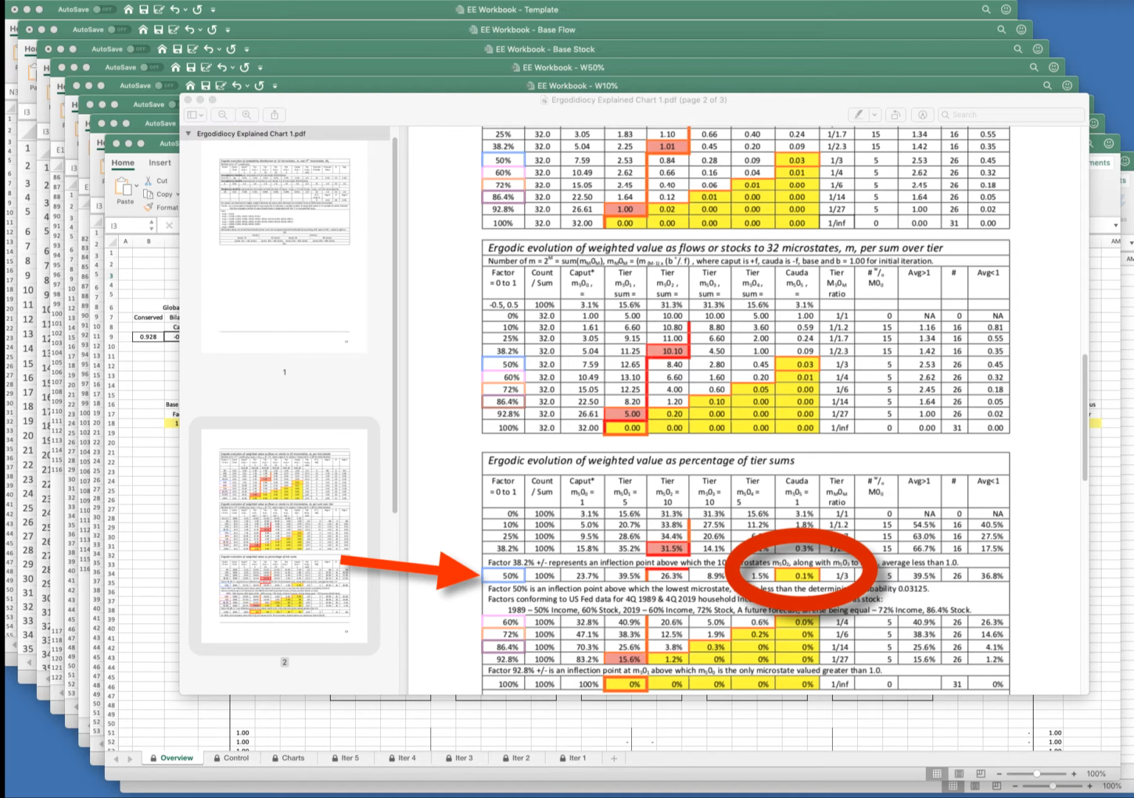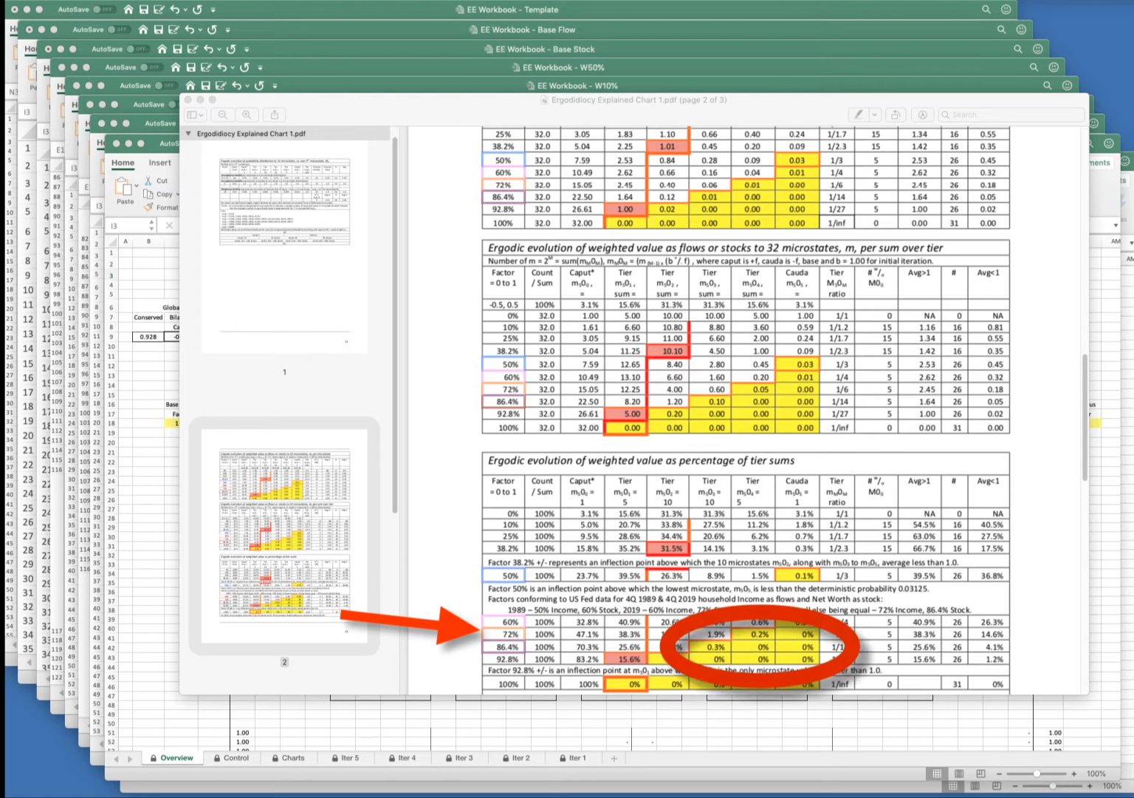For the 3.1% at W60, 18.7% at W72, and 50% of the total below the sustainability of the W86.4, as these microstates are priced out of the marketplace.